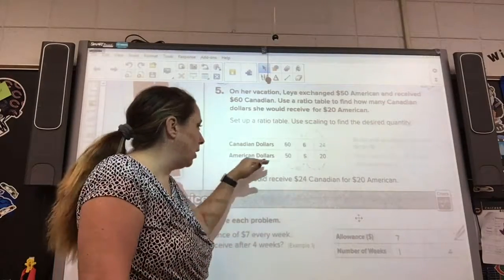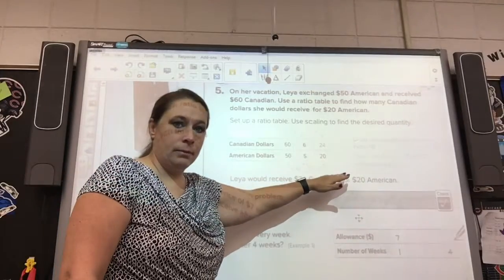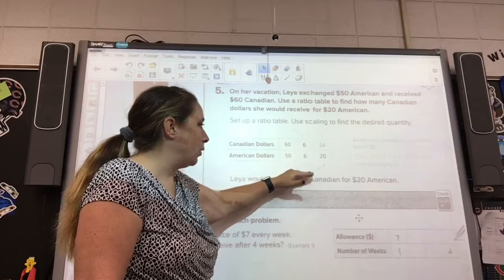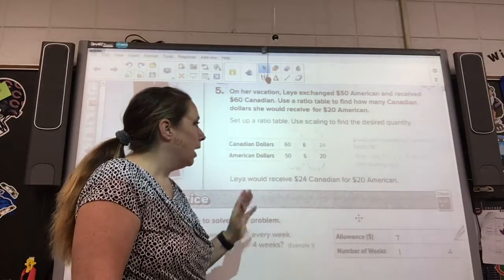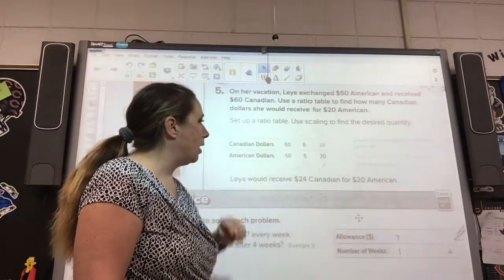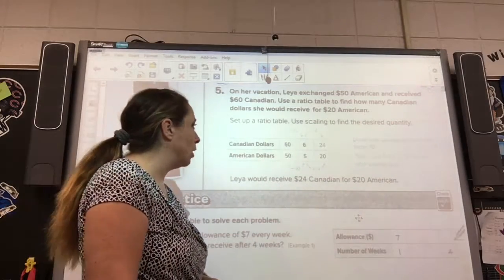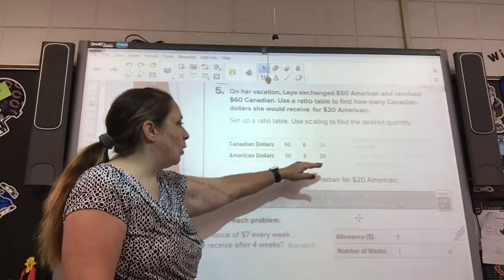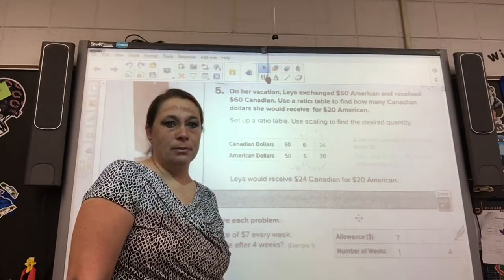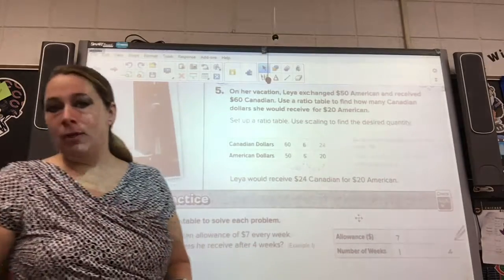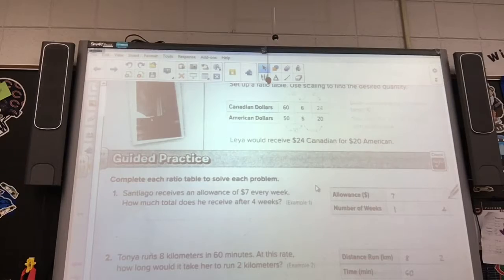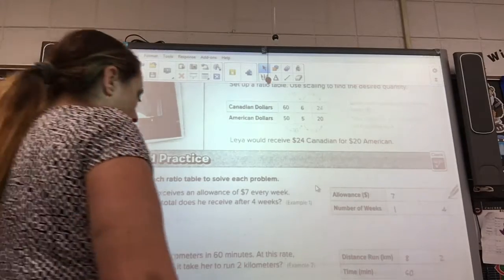Now they had to figure out how we're going to get from 50 to 20. So what they did was they divided by 10 and got 5. What you do on the bottom, you do on the top. And then they multiplied up times 4 to get to 20, and multiplied up times 4 and got 24. So for 20 American dollars, they will have 24 Canadian dollars. All right, if we move down to our guided practice, one thing that I want you to know is no matter what, if you do the same on the top and the bottom, you're okay.